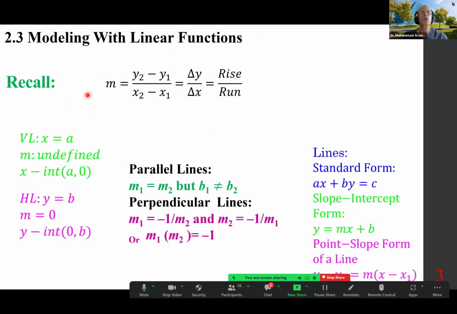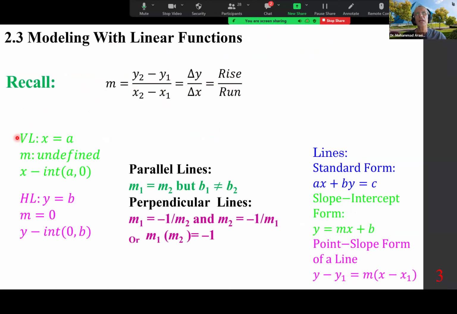Reminding you of what we have seen as far as linear functions are concerned. Slope: rise over run, delta y over delta x, or y sub 2 minus y sub 1 over x sub 2 minus x sub 1. The average rate of change of y with respect to x.